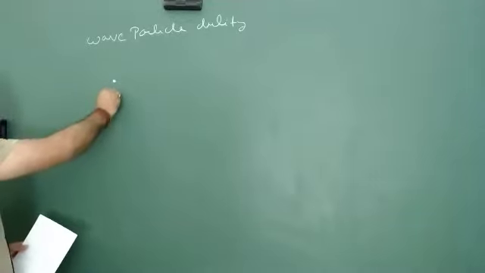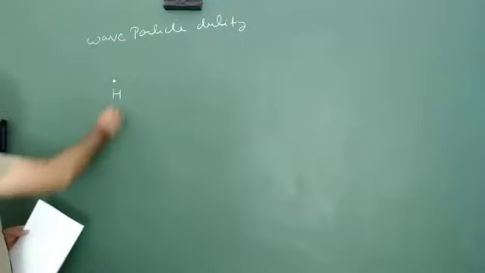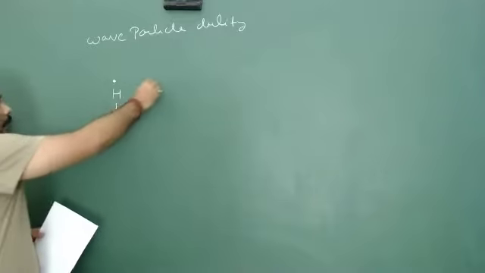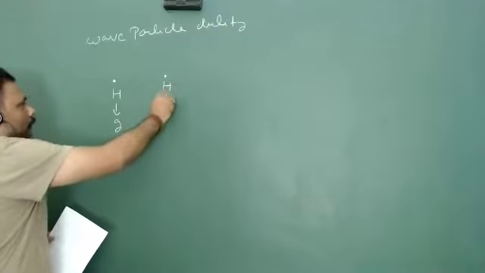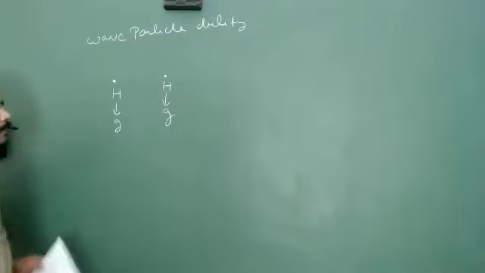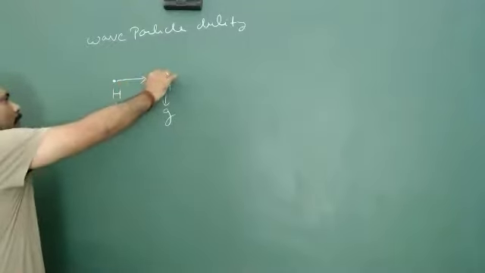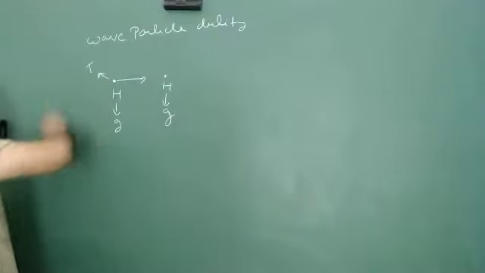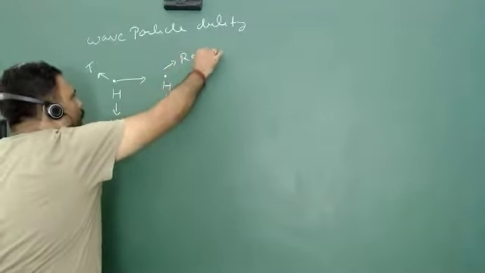So there is a hydrogen atom, and this hydrogen atom is in the ground state. And there is another hydrogen atom which is also in the ground state. What will happen? The first one will just collide with this hydrogen atom. It has some kinetic energy, and the other one is at rest.